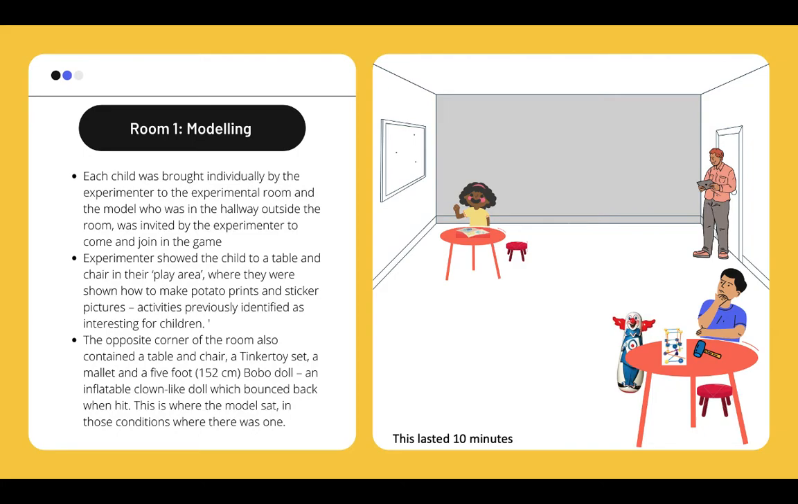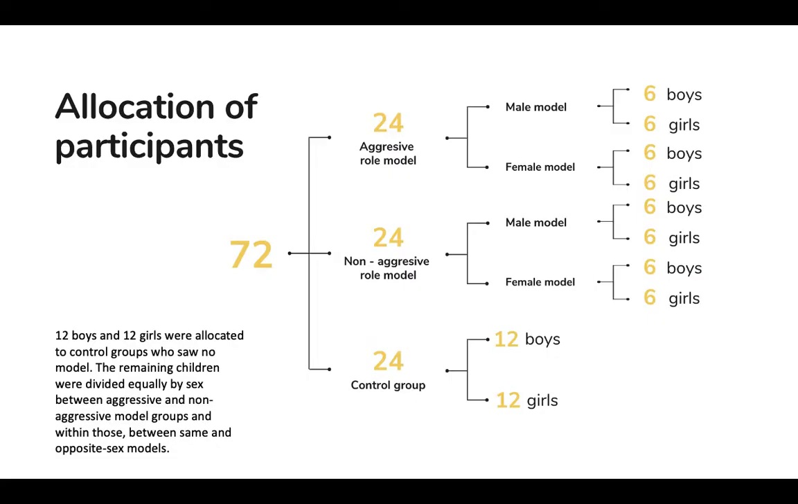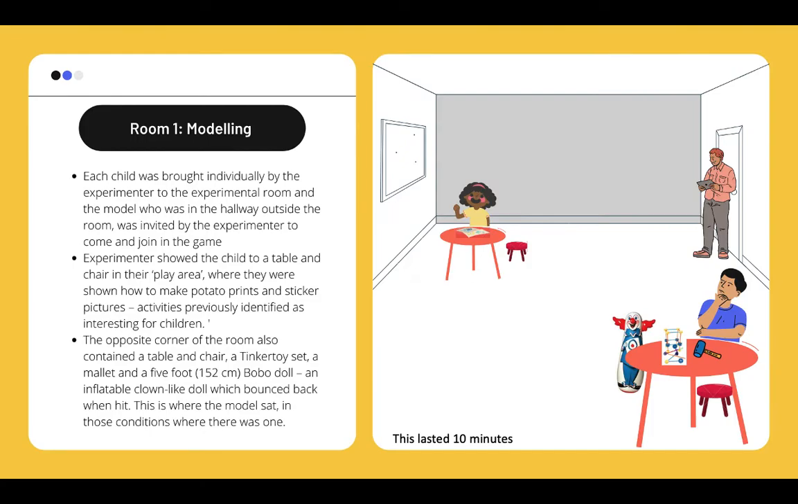Okay, so this is the procedure. They do it independently. There were 72 trials altogether. Let's say this girl is one trial. They are brought into three different rooms. Room one is for modeling. Each child was brought individually by the experimenter to this room, and the model, who was in the hallway outside the room, was invited by the experimenter to come in and join in the game. So the model comes in together with the girl.